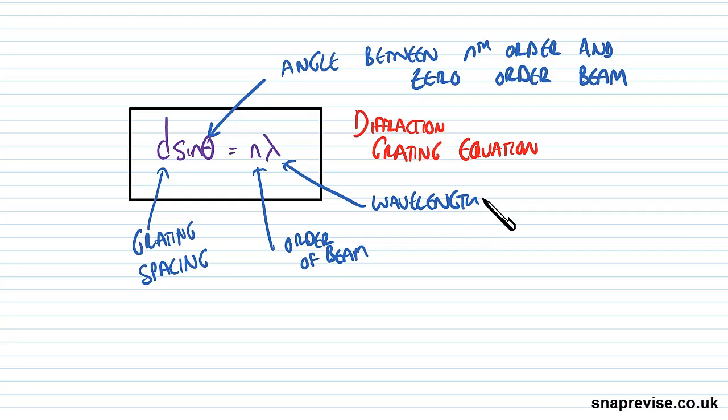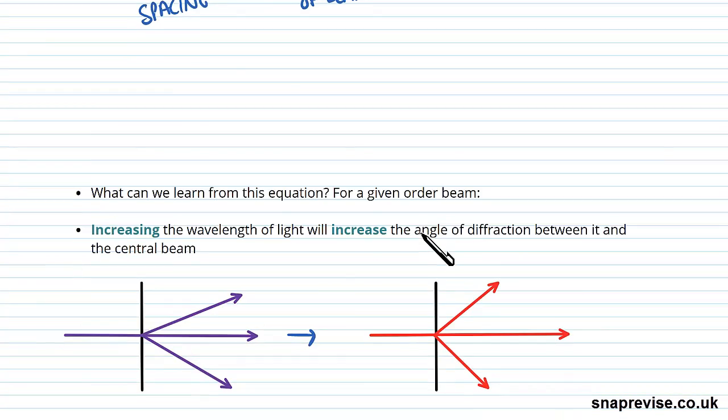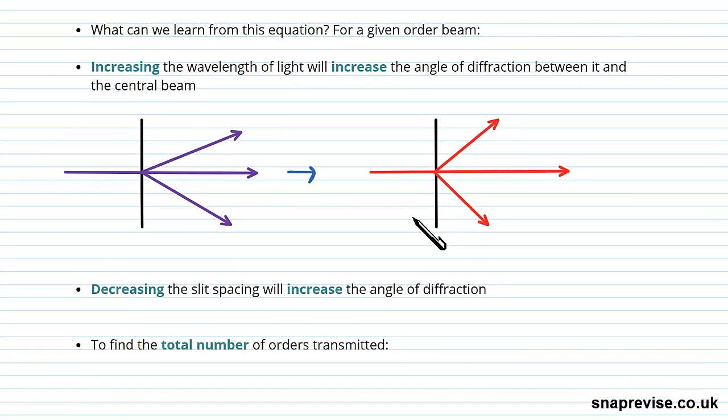So now let's just look at what happens if we play around with this equation, how can we get greater angles, etc. So what can we learn from this equation? Well, for a given order beam, we see that increasing the wavelength of light will increase the angle of diffraction between it and the central beam.